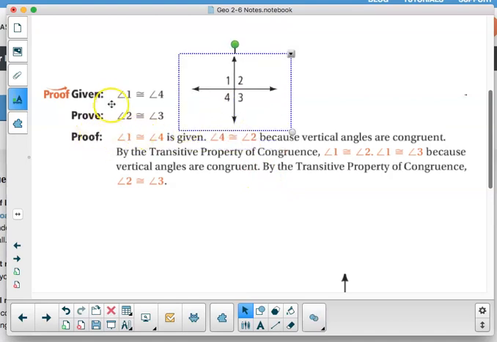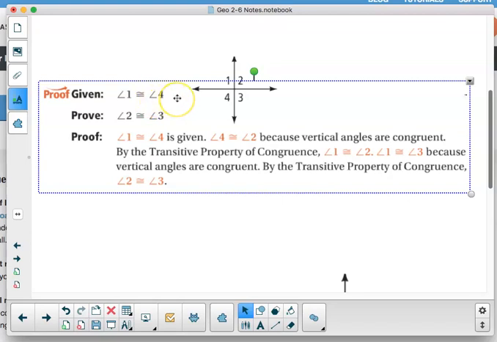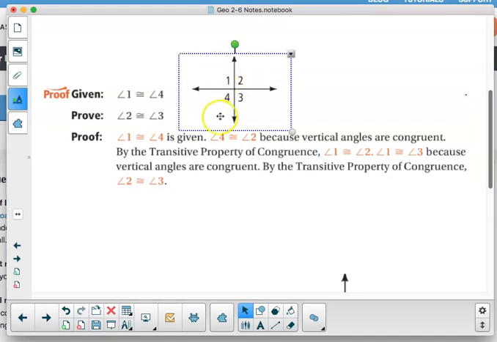When we're doing this, angle 1 is congruent to angle 4 here, and angle 2 is congruent to angle 3. Okay, so this is an example of a paragraph proof. If angle 1 and 4 are given, 4 and 2 are congruent because they are vertical angles. So I know 4 and 2, and I'm on my way to prove that 2 and 3 are congruent here. We've got to keep that in mind.